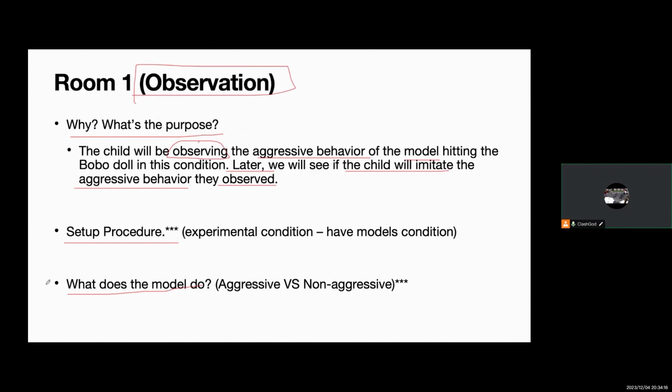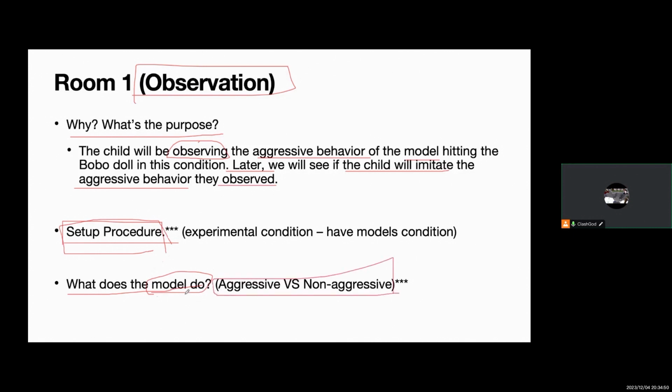Now, setup procedure and what does the model do? What do these two in general mean? Just looking from a macro perspective, the setup procedure refers to how the room is laid out and the procedures that lead up to the experimental condition. What are the steps before the model starts hitting the Bobo doll or starts doing some non-aggressive or aggressive behavior? And the model's actions, that is the experimental procedure. What do they do, which the children might imitate?